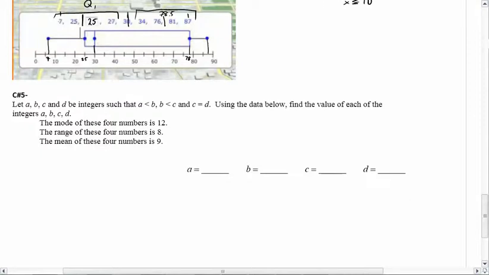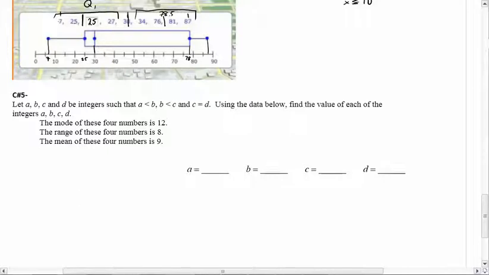So, we're going to finish off with number 5 here. Now this, interestingly enough, is a question from an IB exam, albeit an easy one, but we're going to see if we can figure it out today. So we've got A, B, C, and D, which are integers such that A is less than B, B is less than C, and C and D are equal.